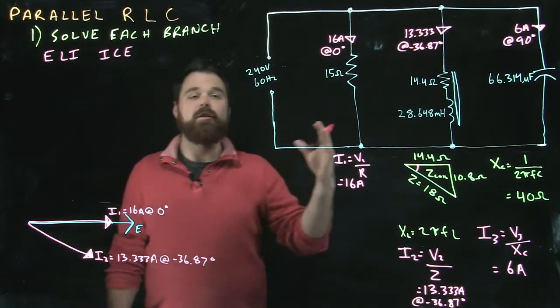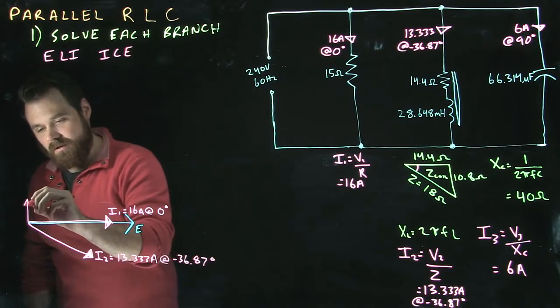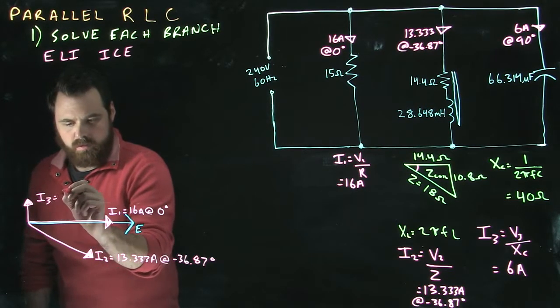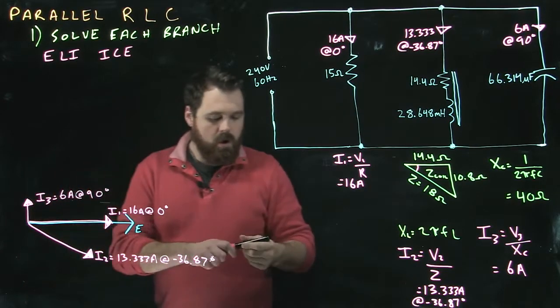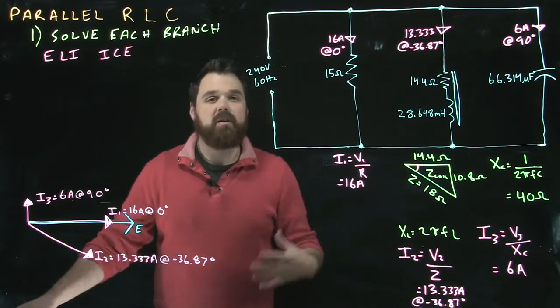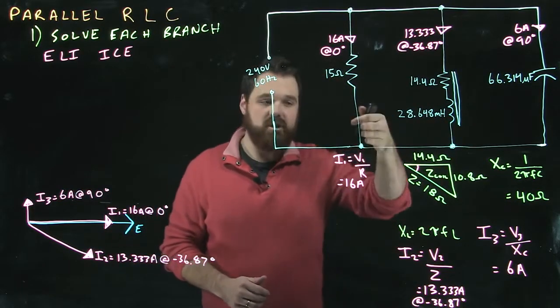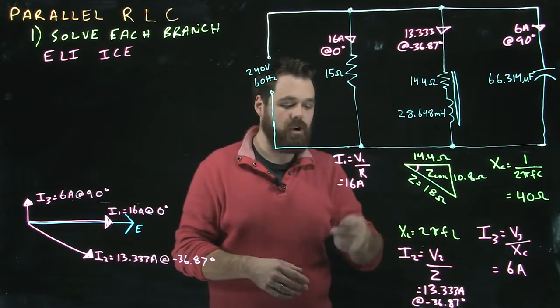And finally, our third current is 6 amps at positive 90 degrees. So that's step one in our parallel RLC circuits, is to solve each individual branch using the opposition to current flow in that branch and the voltage in that branch to figure out the different current values.